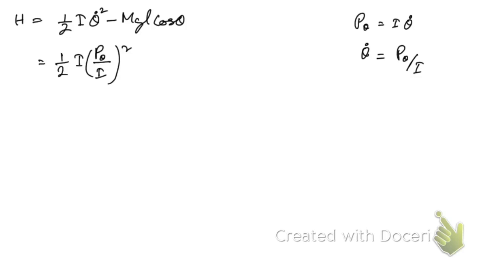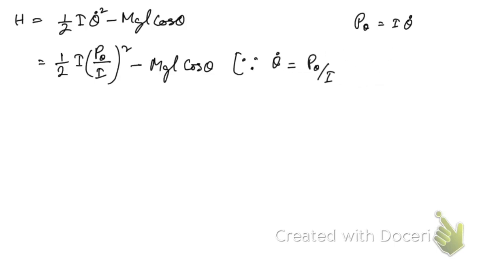So here we're going to have the square, mgl cos theta, since theta dot is equal to this, right? If you simplify this, I square is going to cancel. So we're going to have p_theta square by I minus mgl cos theta, right? That's what we have got.